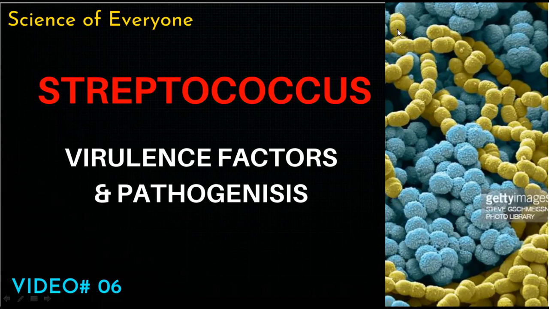Today we will study the virulence factors and pathogenesis of Streptococcus. What are virulence factors? Basically, virulence factors are those proteins or components that are released by the bacteria, and these factors make them more pathogenic, helping the bacteria spread and cause disease. And what is pathogenesis? Pathogenesis is the potential of the bacteria to cause disease.